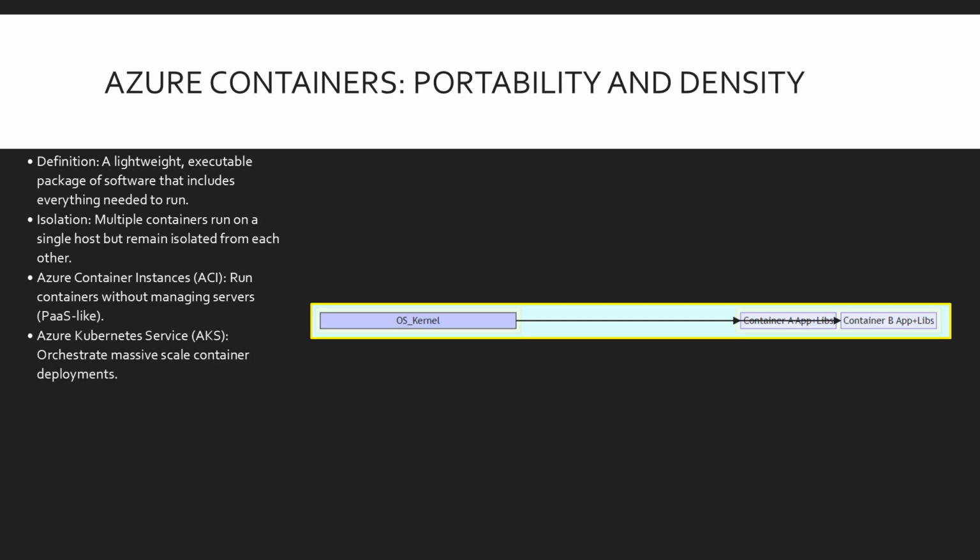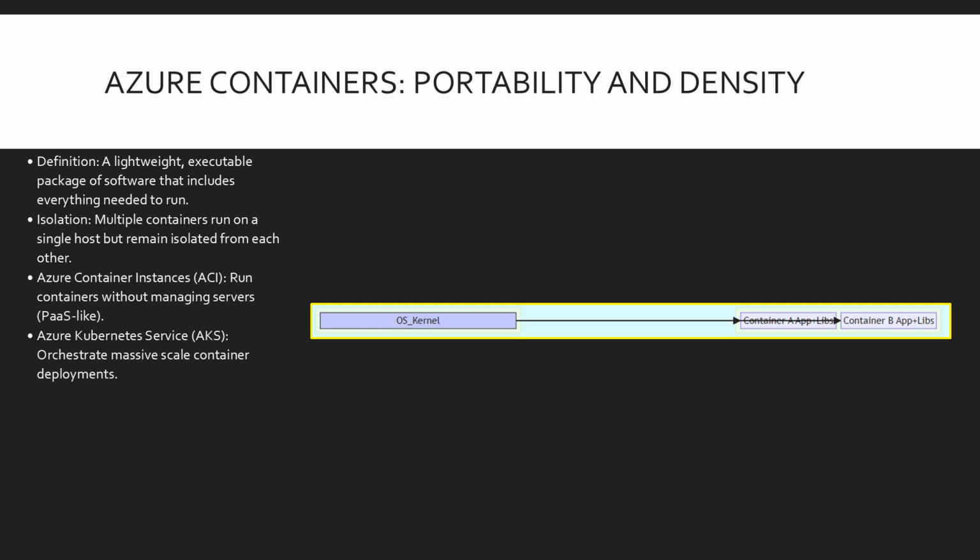If VMs provide a full computer, containers provide just the application environment. A container packages your code and its dependencies into a lightweight unit that runs consistently anywhere. Unlike VMs, containers running on a single host share the operating system kernel, making them much more efficient and allowing for higher density. In Azure, you can use Azure Container Instances, ACI, to run a container quickly without provisioning any underlying servers. For complex, multi-container applications, Azure Kubernetes Service, AKS, provides an orchestration layer to manage scaling and deployment. Containers offer the ultimate portability between development, testing, and production environments.